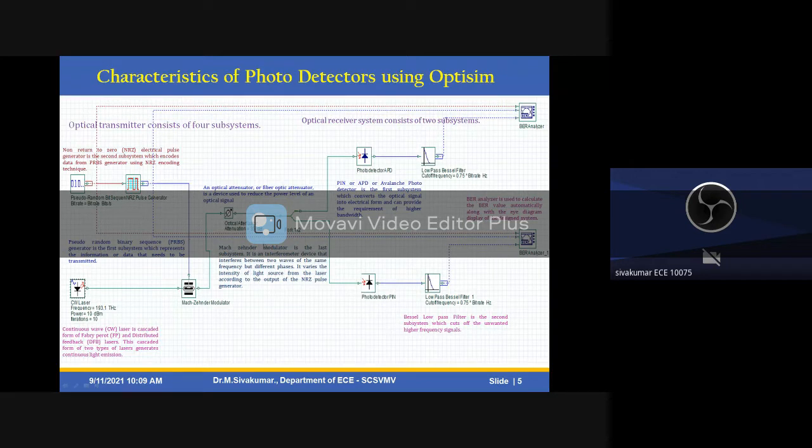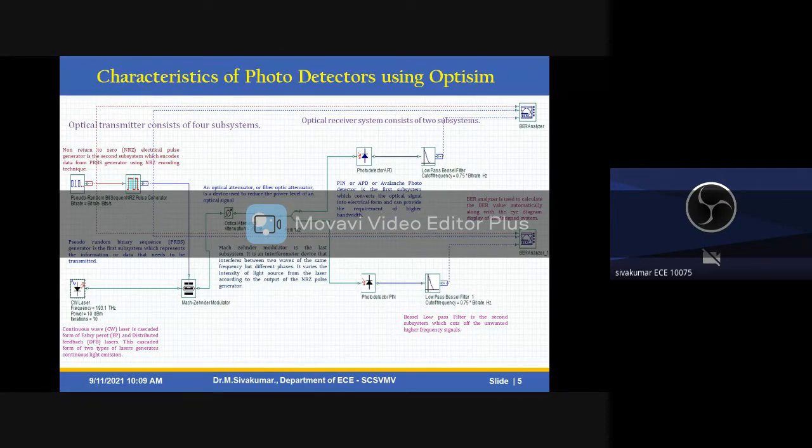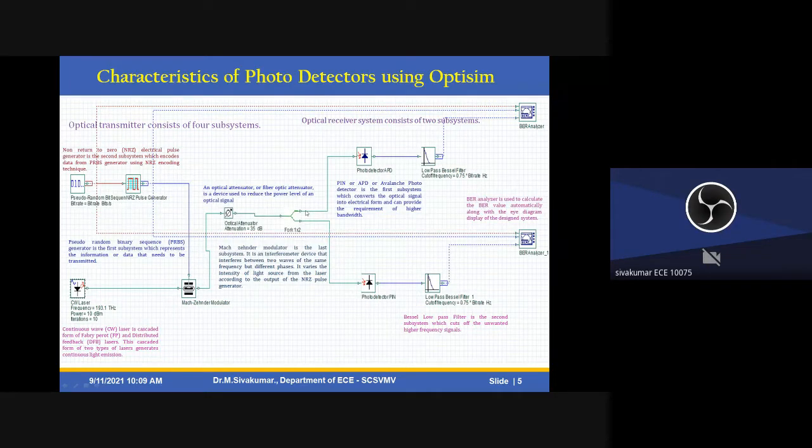Next one, the channel. Here this is the transmission channel, in which an optical attenuator may be included. The optical attenuator is a device used to reduce the power level of an optical signal. The next one, the splitter, the common splitter. Here the splitter is called a fork. 1x2 means 1 input and 2 outputs. 1x4, 1x8 and 1x16 are also available. Based on your requirement, the splitter may be included.